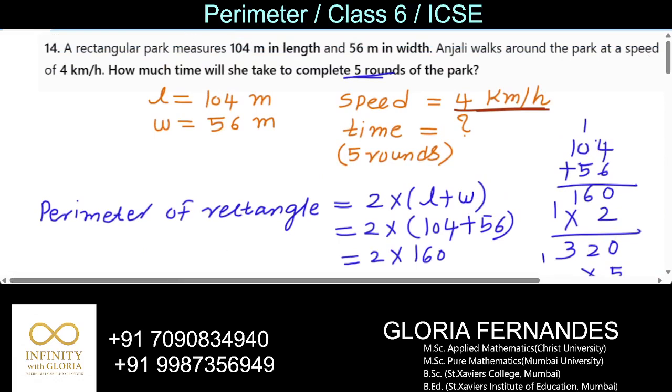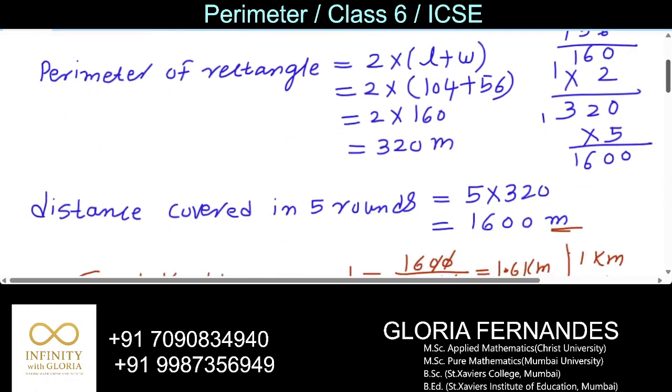I'll explain the question once again. So whenever word problems are given, before finding anything, we first write the data. So here the length is given, width is given, speed is given, and you have to find out the time taken for the 5 rounds. Okay, so it is a continuation of our previous problems. So first we find out the perimeter. Perimeter of a rectangle is what? 2 times length plus width.